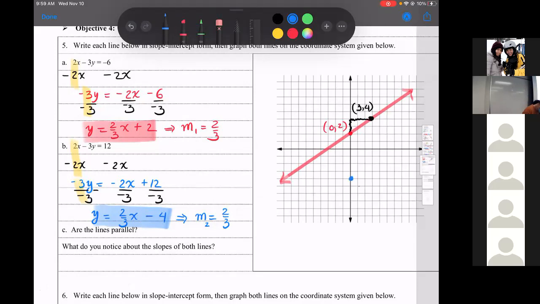Red. Oh wait, we solved for two of them. Yeah, for two of them. Now we're going to compare. We're going to have a red graph and a blue graph. That's why I have two different colors.